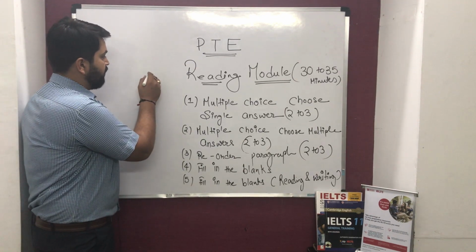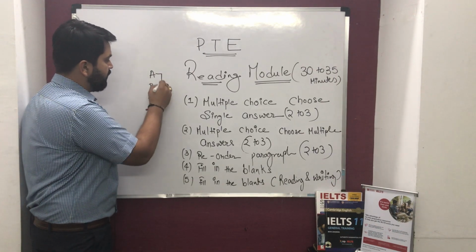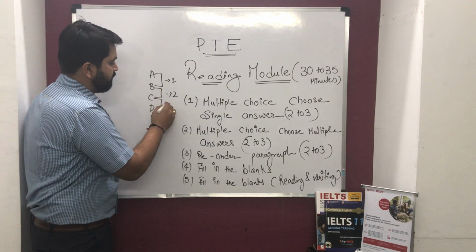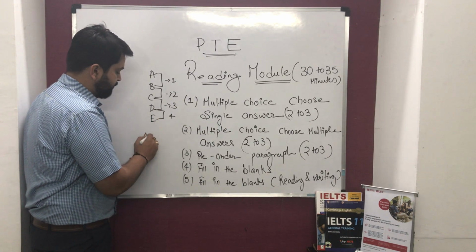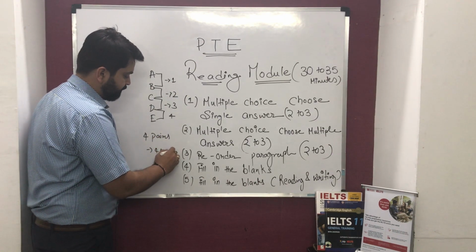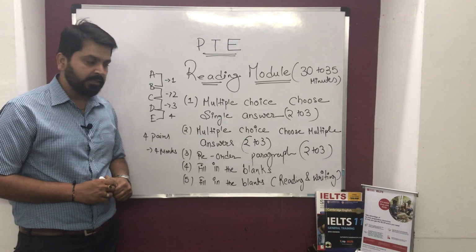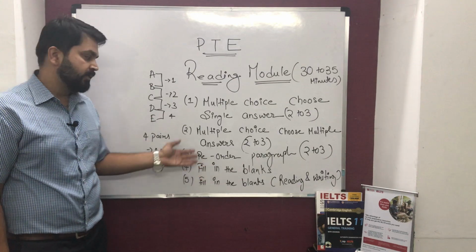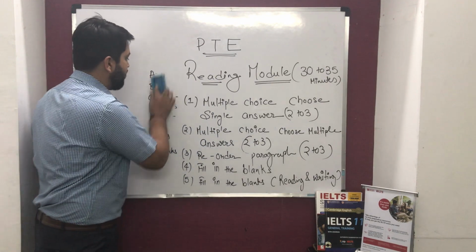For example, if these are the sentences A, B, C, D, E, then A and B make 1 pair, B and C make the second, C and D make the third, and D and E make the 4th pair. So there are 4 pairs and they will be 4 marks, I would say. So 4 pairs, 4 marks in reorder paragraph. It's not that the entire question should be correct, but for every pair that is correct, you will get 1 mark. Moving on to the next, we have filling the blanks.